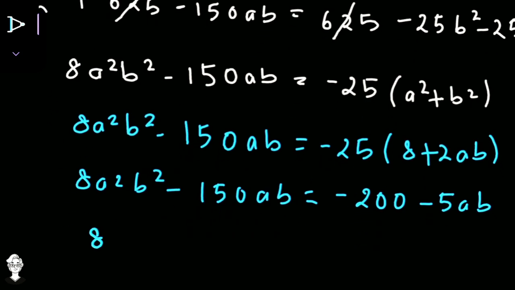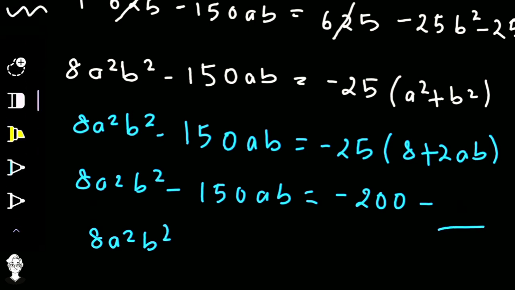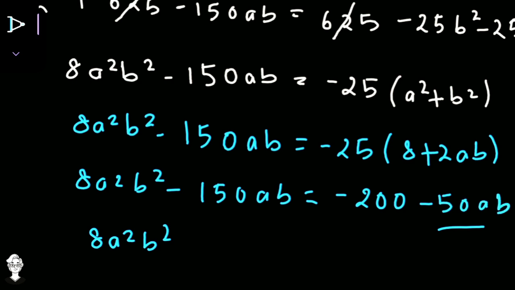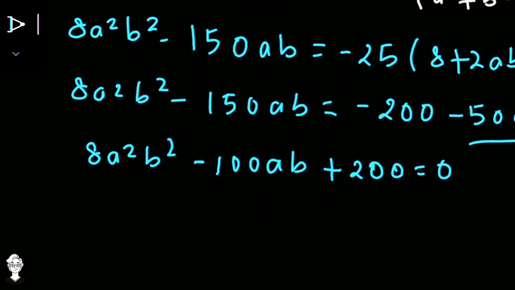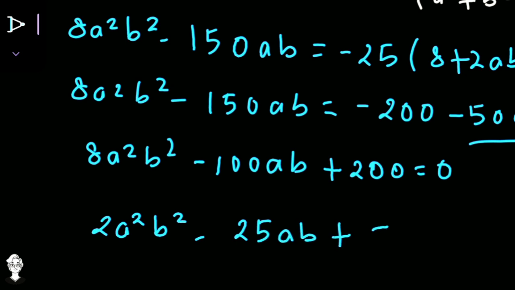Yes, so it will give me 8 times a square b square. This shifted, not 5 times, it's 50 times ab. Yes, 50 times ab. Now 50 times ab shifted over here, so negative 150 ab plus 50 ab will give me negative 100 times ab and positive 200, and that is equal to 0. Now from the table of 4 I can see 2 times a square b square minus 25 times ab and plus over here it would be 50, and that is equal to 0.